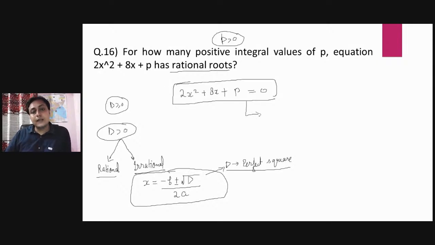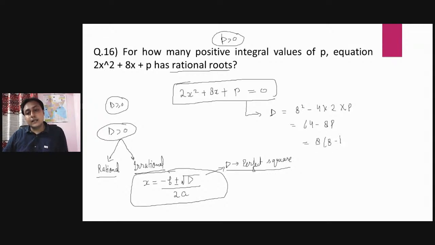So guys, just find the discriminant here. That is b² minus 4ac, meaning 8² minus 4 into a, which is 2, into c, that is p, which equals 64 minus 8p. Take 8 common: 8(8 minus p). So this D should be a perfect square, or it can also be zero. So one possible value is p equals 8, when the discriminant is 0, and we get rational roots, right?